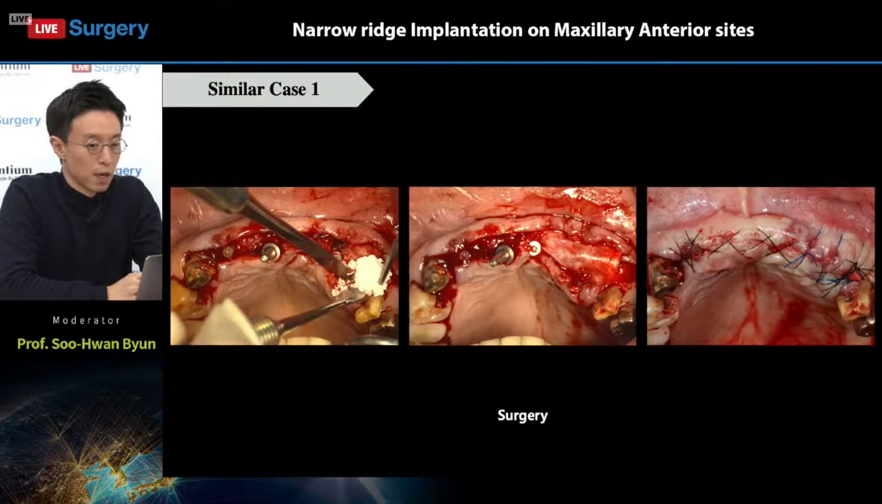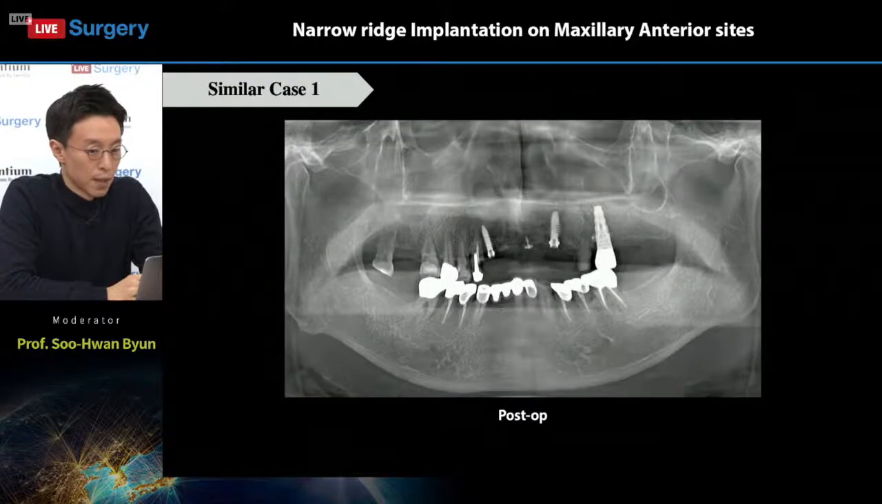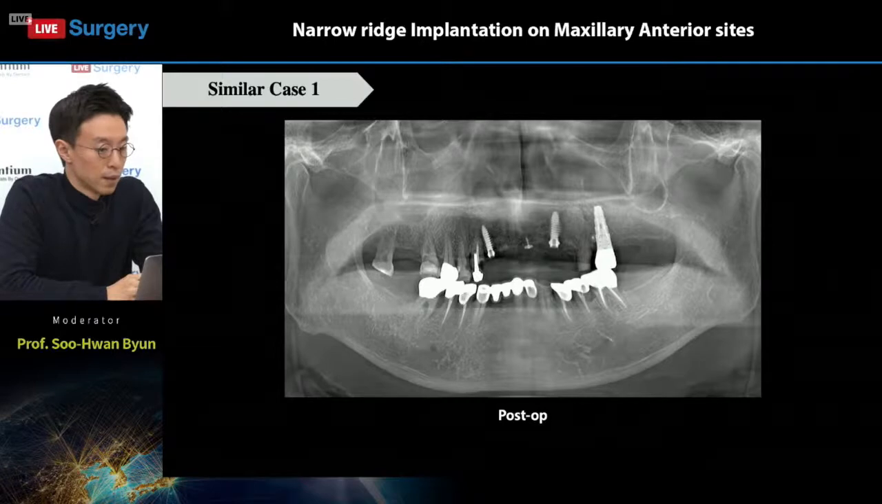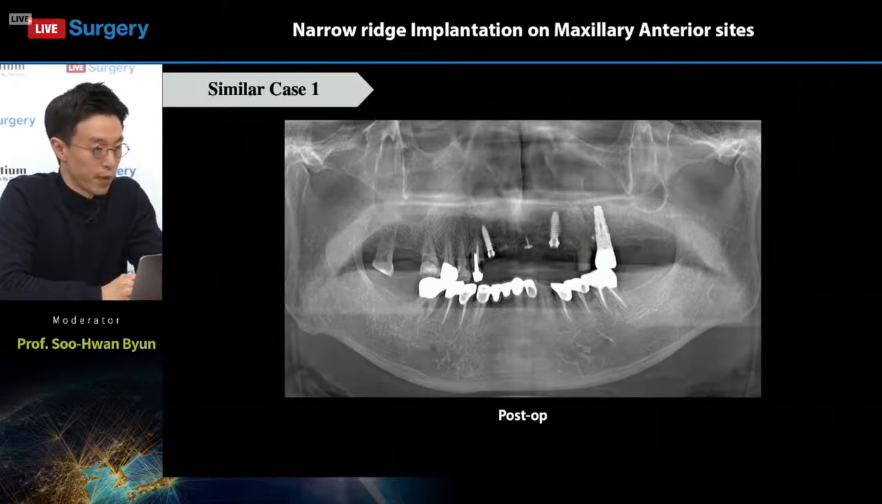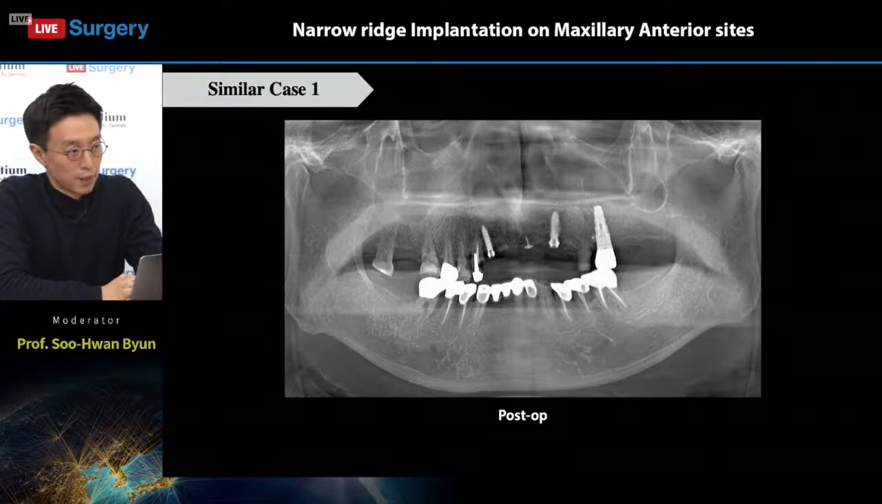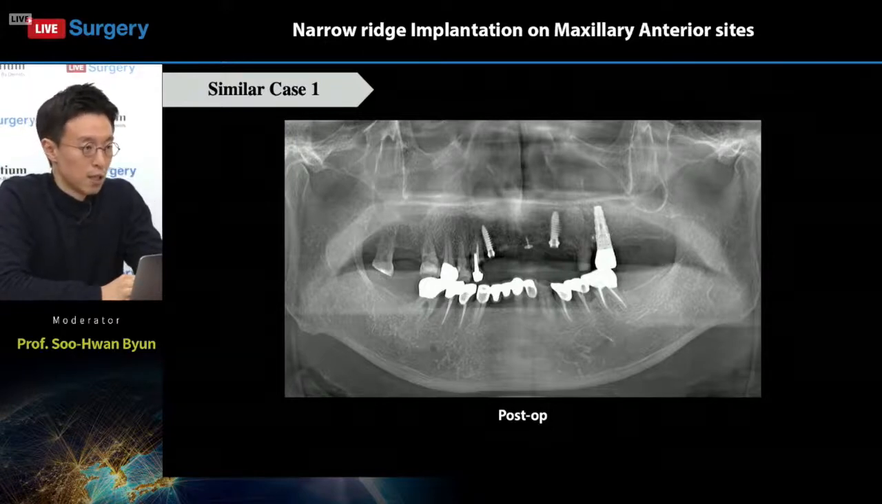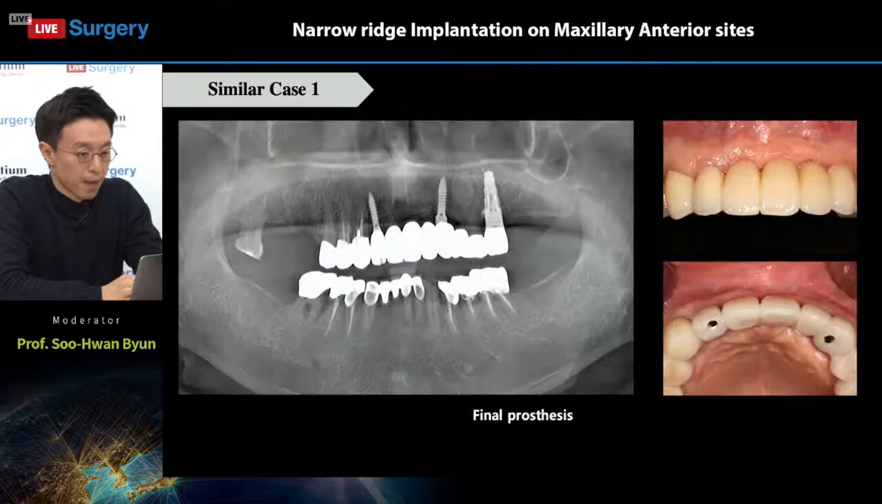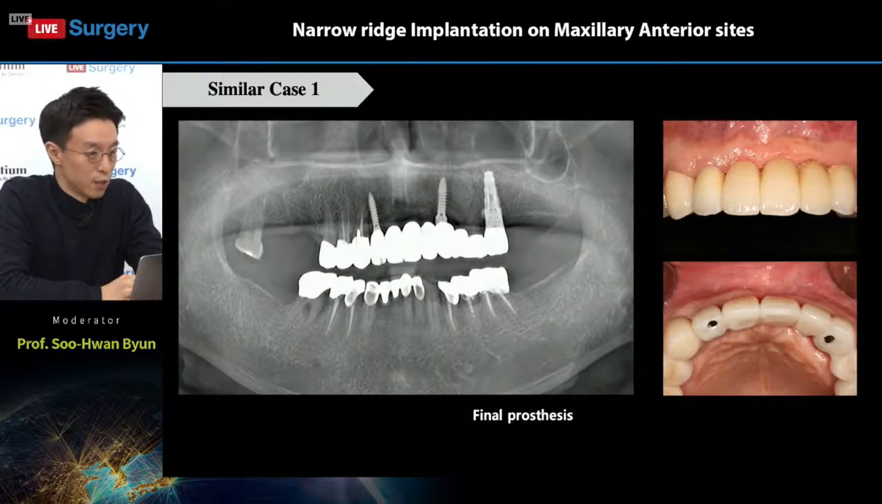Additionally, in this case, osteoin-3 collagen and collagen membrane were grafted at the defect site. This is the post-operative radiograph. He used a membrane pin to fix the flap. There are two types of membrane pin, the long and short. The long membrane pin can be used for fixation of the flap. The final prosthesis was delivered.